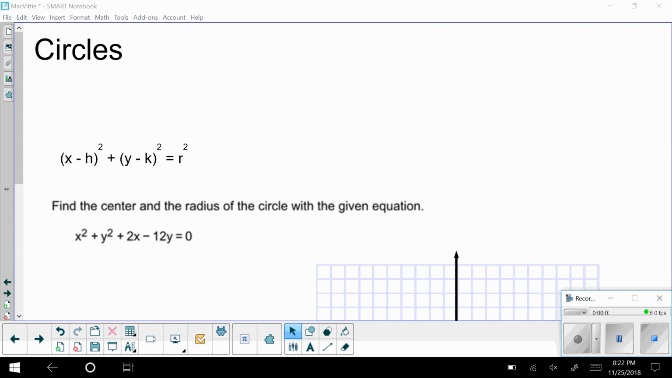Circles tend to be a little bit easier to work with just because there's not as much variation. We don't have to worry about up or down, left or right, like we do with parabolas or even ellipses and hyperbolas. So there are kind of two forms that the equations show up in.